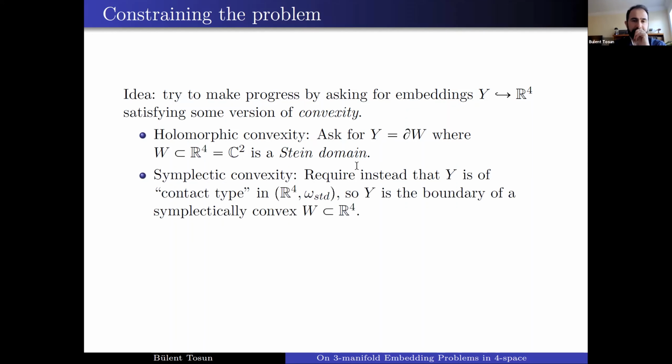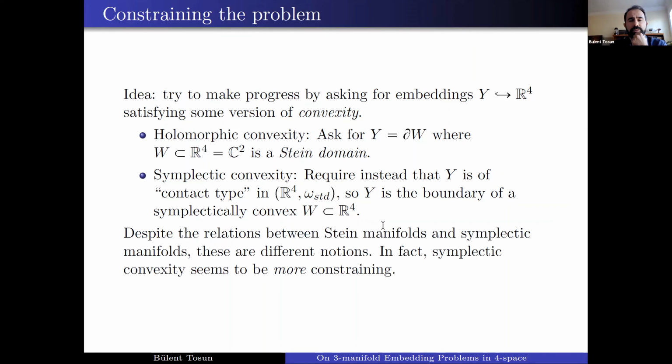And on the symplectic side, we will require instead of the Stein domain condition, that Y be a contact type hypersurface in R4 with the standard symplectic structure. In that case, Y inside R4 with omega standard will bound what's called a symplectic convex domain.